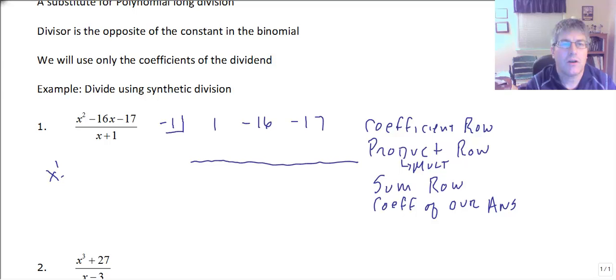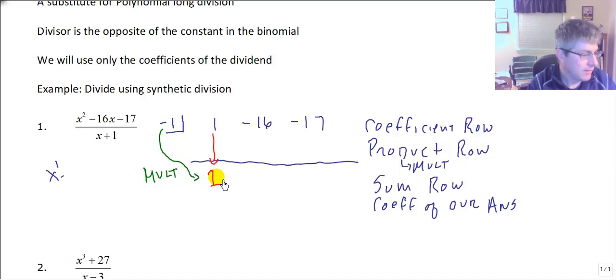And how we're going to start this process is we're going to take the leading coefficient and we're just going to bring that all the way down and put that in our sum row. Okay, so we'll bring down 1. And then what we will do is we're going to take our divisor and multiply by 1. So we're going to multiply -1 times 1. Well, that's a product, -1 times 1, and that result is -1.